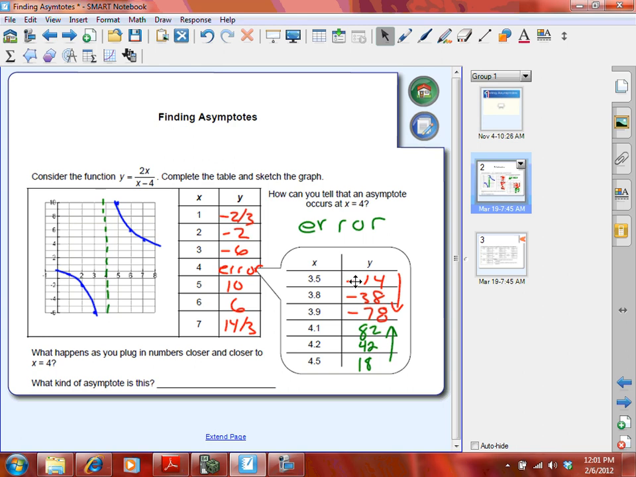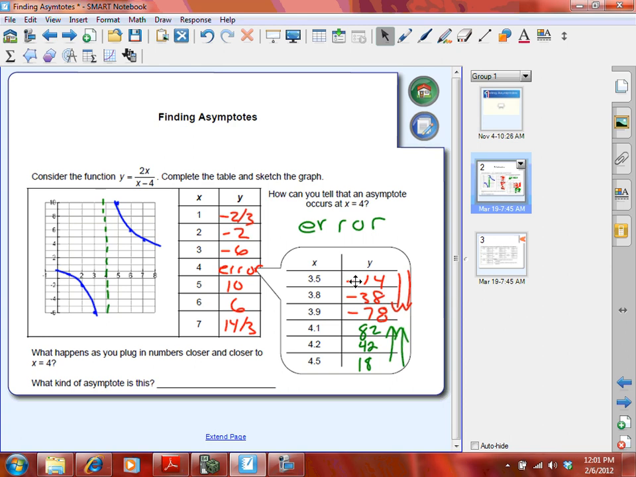Now right below the graph it says, what happens as you plug in numbers closer and closer to that x equals 4, to that vertical line? Well, I kind of pointed that out over here. We notice they either get smaller or larger, depending on from what side we're coming. So they get very large or very small.